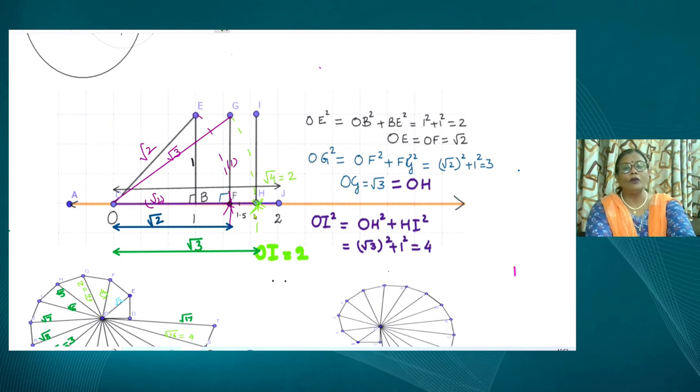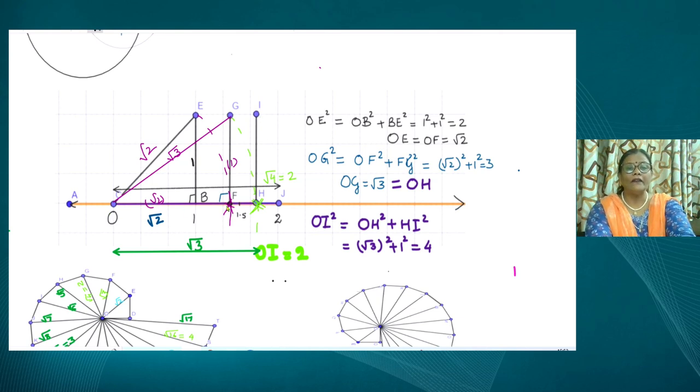So this way we could mark the value of root 3 on this number line. What is it? It is the length of OH, from O to H. This length is root 3. Now likewise, you move further. Use this length OH as one side, and then we'll take HI, again the perpendicular at H on that number line, which is of 1 unit.